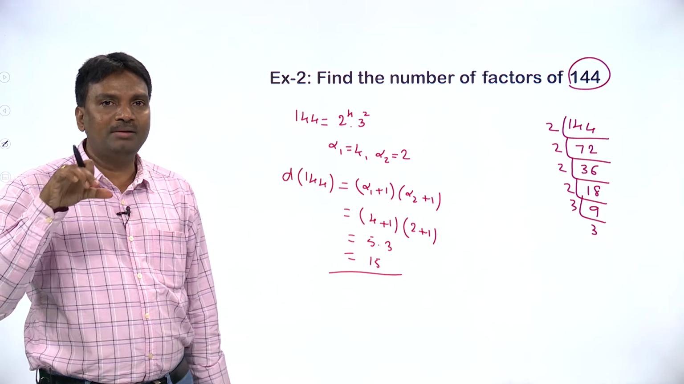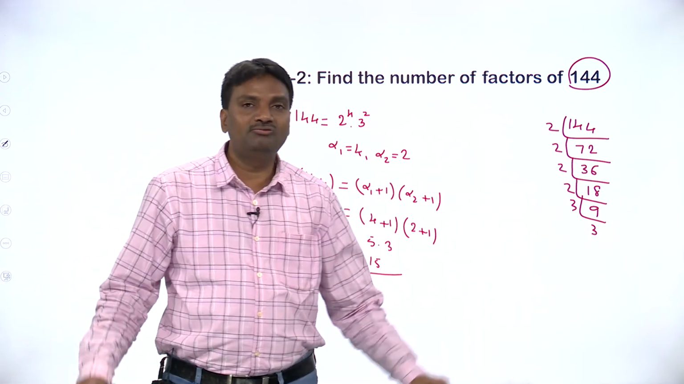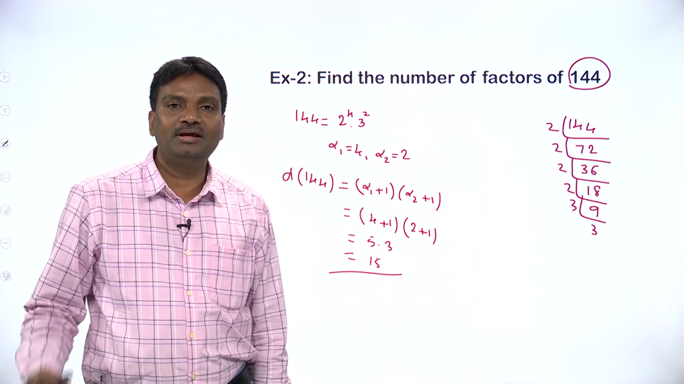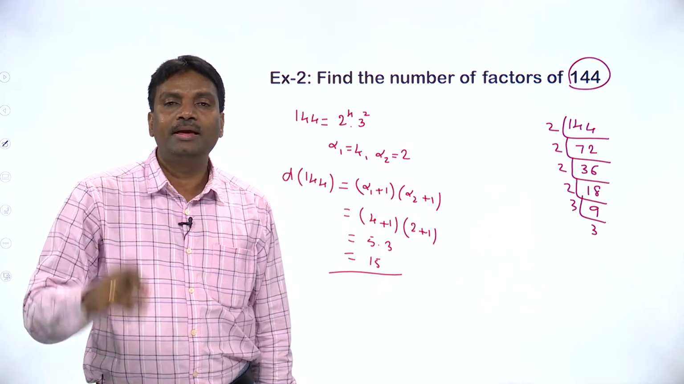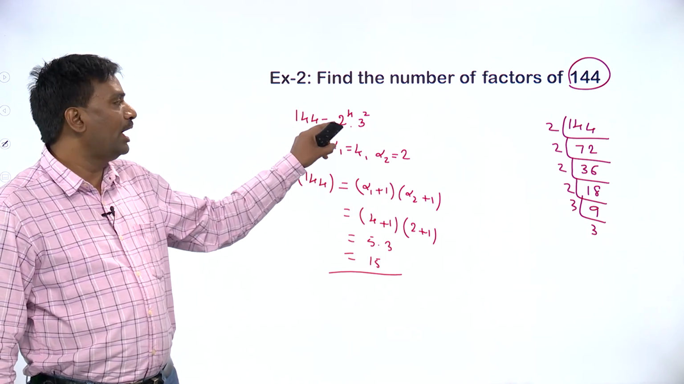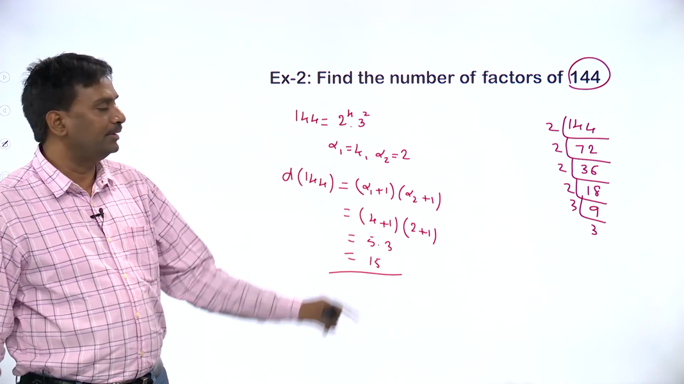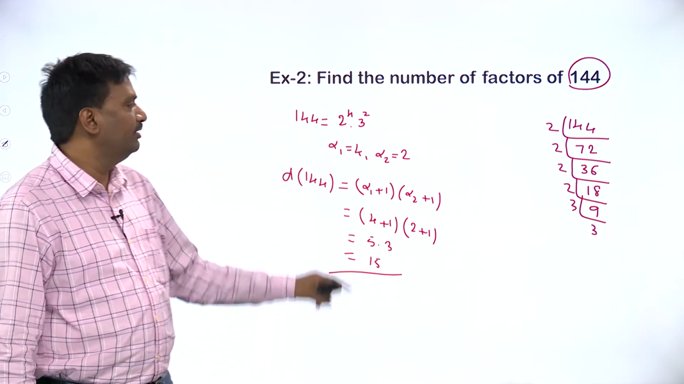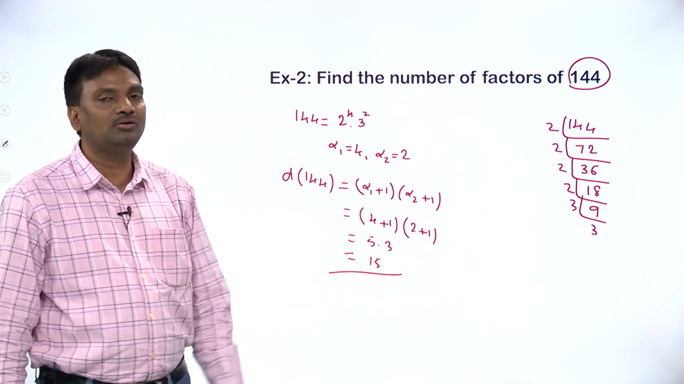Whatever the given number may be, express that number in the form of p1 power alpha 1 into p2 power alpha 2 into p3 power alpha 3 into so on pk power alpha k. Here we can express 144 as 2 power 4 into 3 square. This is in the form of p1 power alpha 1 into p2 power alpha 2, where alpha 1 equal to 4 and alpha 2 equal to 2.